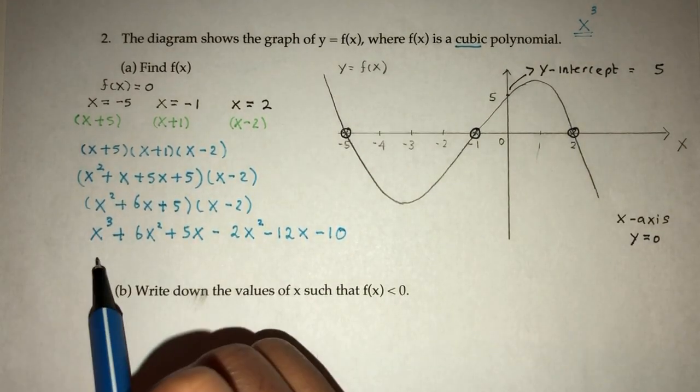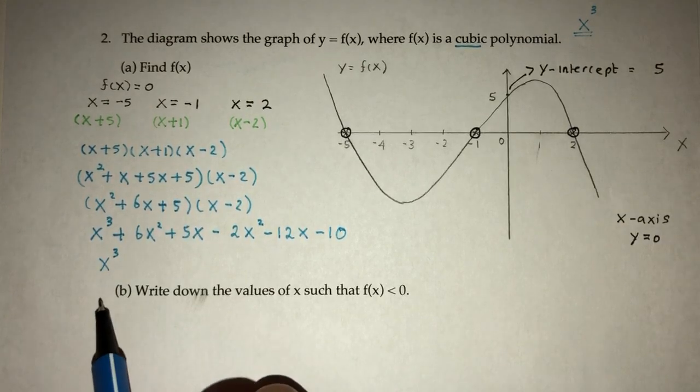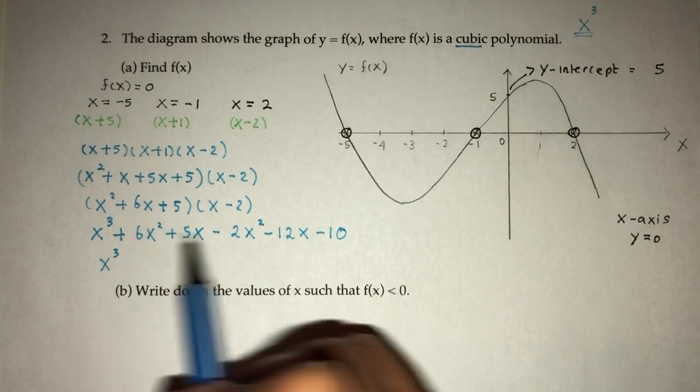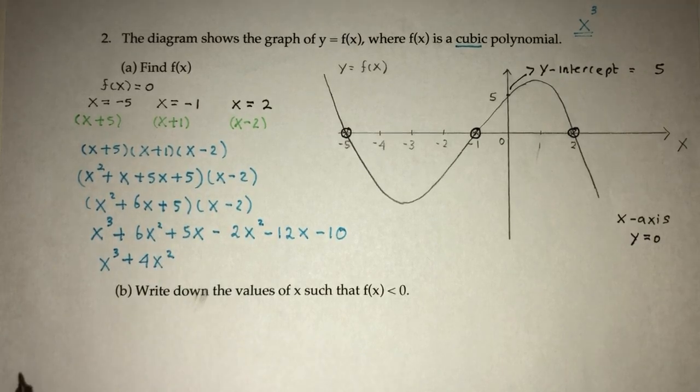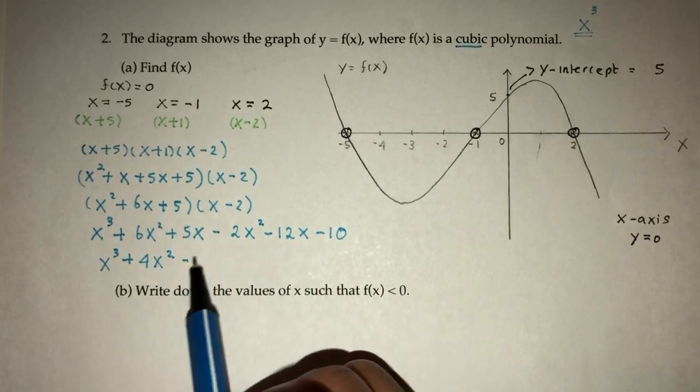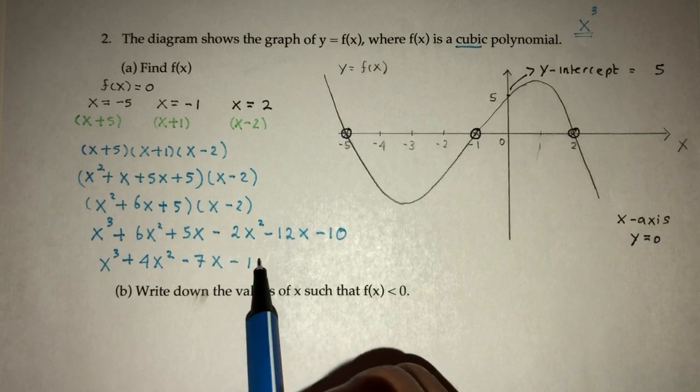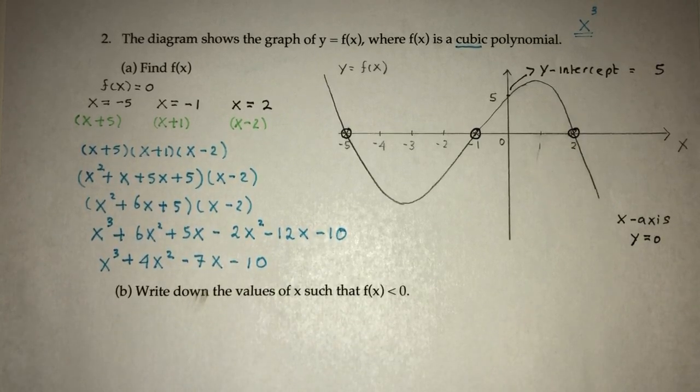Now we have to simplify. x cubed, this minus this will be plus 4x squared. This minus this will be minus 7x and minus 10. So that is the equation for now.